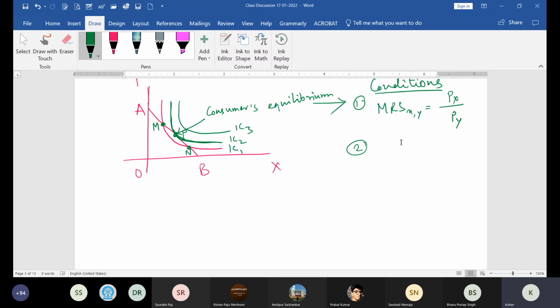So when we discuss market equilibrium, and if you think about consumers, you will be in trouble. So be careful about it. Now, these are two conditions.